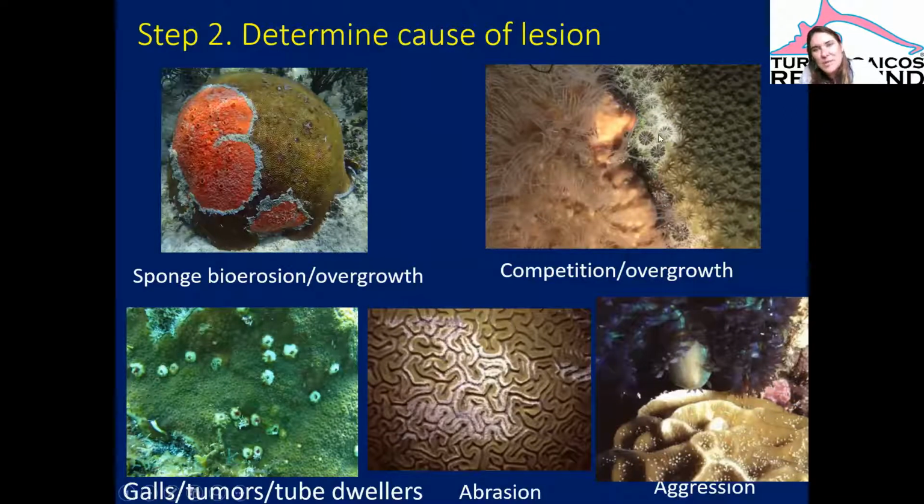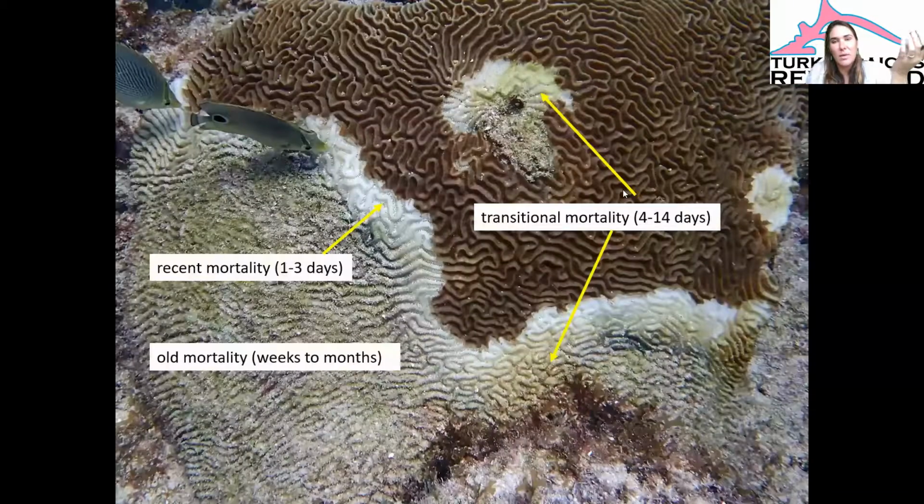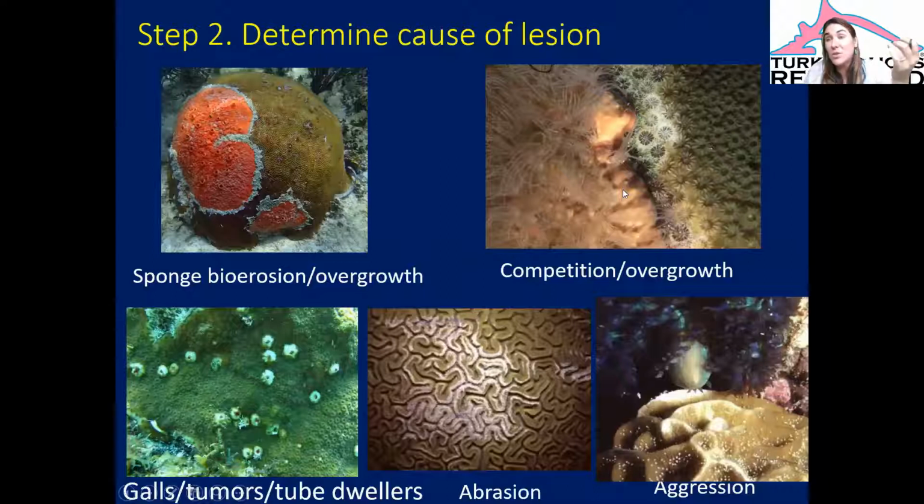And so if you were to see these little bits on the edge here of denuded skeleton, but no other obvious lesions, and there's clearly 2 organisms that are next to each other, then you can make the assumption that this is from competition or overgrowth. Galls, tumors, tube dwellers here on the bottom left, again, those are more obvious. They make these calcareous nubbins or tubes, and you can, again, determine that something is causing this. You may not know what, but it's not a disease lesion, and it's definitely not SCTLD.